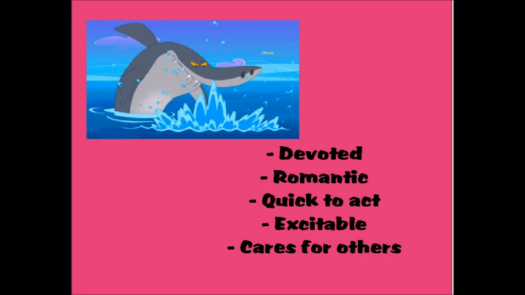Sharko is devoted, romantic, quick to act, and excitable, according to the cartoon. He is also very relaxed and less threatened. These can all be useful for controlling conflict in your story. Be sure to pay most attention to the traits that create the most conflict, as conflict drives story. He also cares about Marina and everyone else on the beach except Zig.